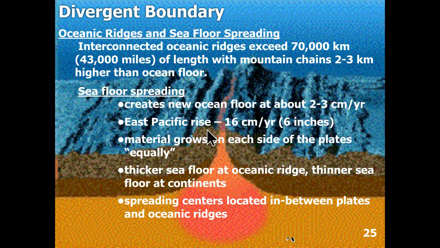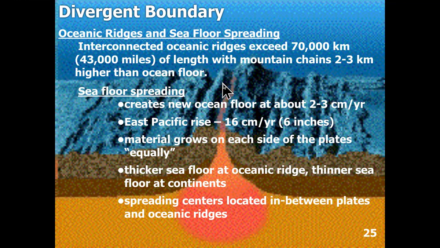And as we learned with seafloor spreading, material grows equally on either side of the ridge. So here's our ridge. Material grows on this side and this side equally. And certainly that's evidenced by the age of the ocean floor and certainly evidenced by the paleomagnetism process. Typically, thicker seafloor will form at oceanic ridges, thinner seafloor towards the continents. That's directly related to the cooling of the extrusive rocks that are being extruded onto the ocean floor.